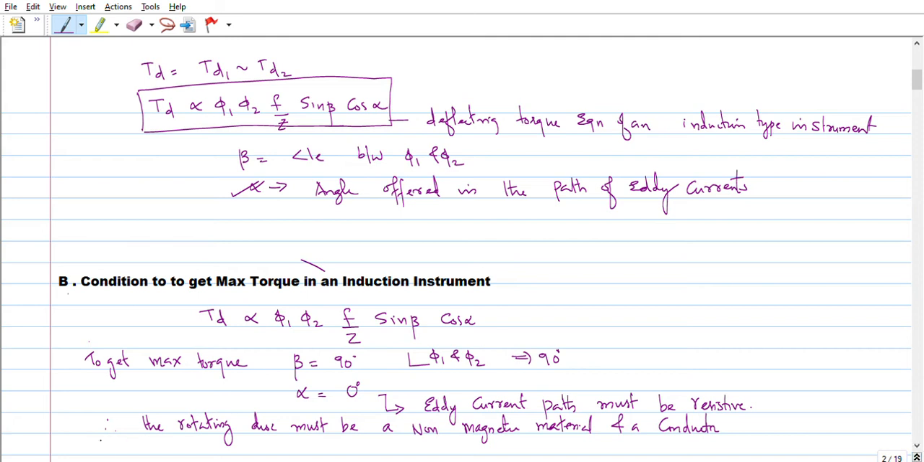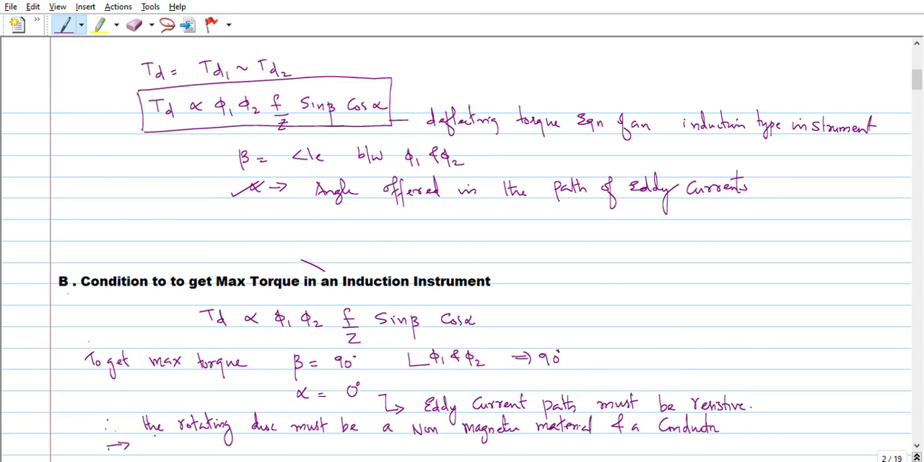Therefore, another conclusion, next point: in induction instruments, to get maximum torque, the reactance of the aluminum disc is 0. That means the resistance must be high. Because in order to get the maximum torque, alpha should be equal to 0 degree and beta is equal to 90 degree. If alpha is equal to 0 degree, it means the eddy current path must be resistive.